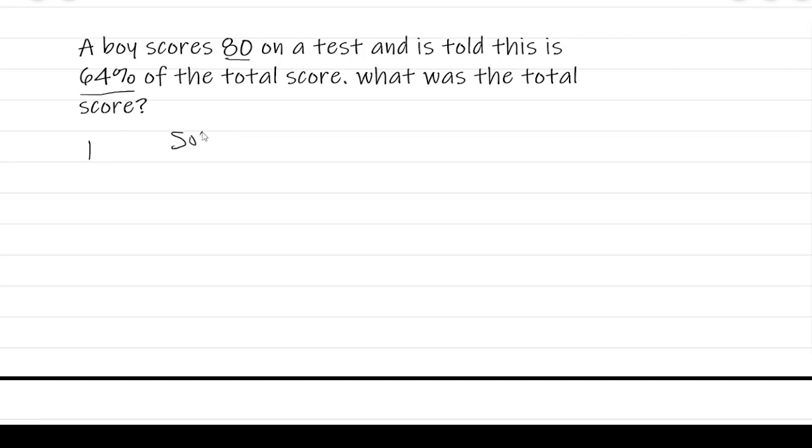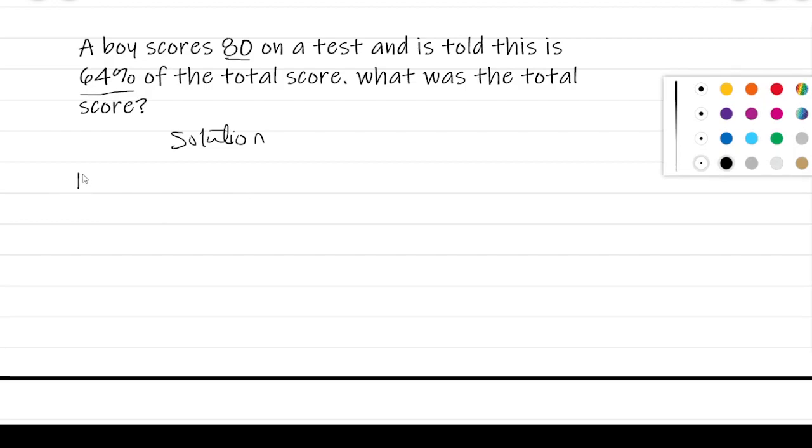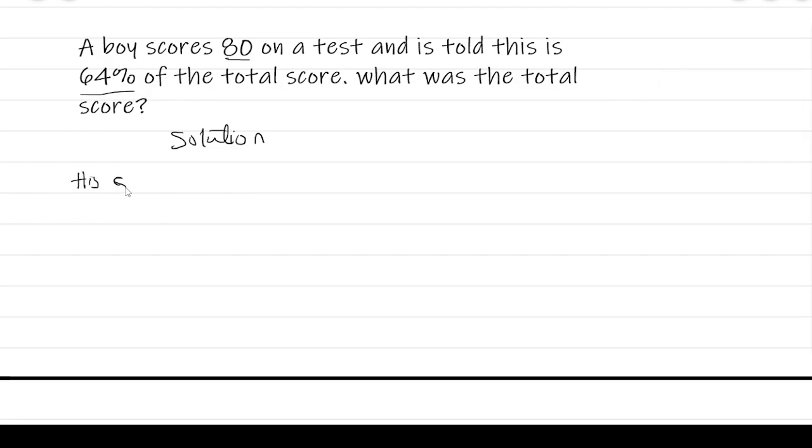So let's write our solution, and then the boy's score is 80. So his score equals 80. And then what else do we know? Well, we know that this 80 is 64% of the total mark. So this total score is what we are asked to find. But this 64% information is going to help us find it.